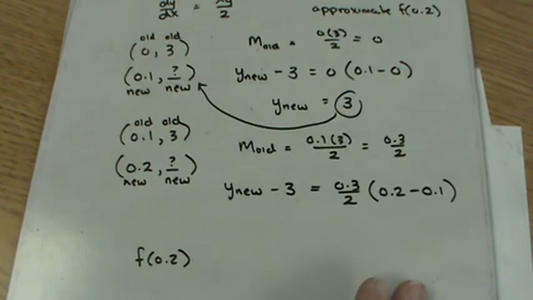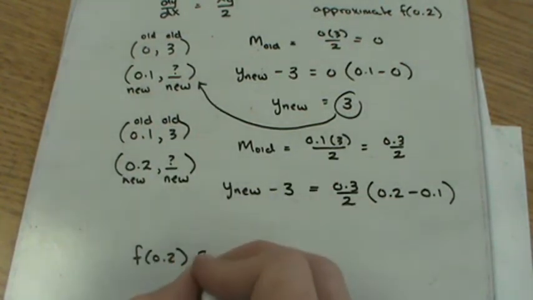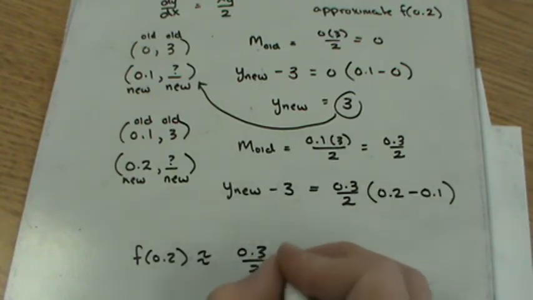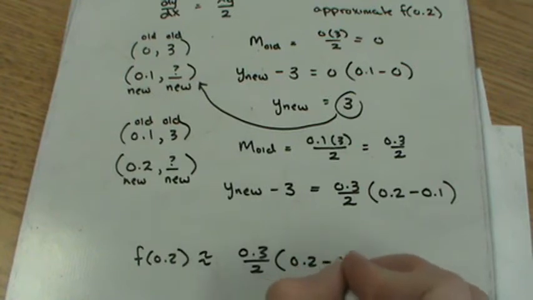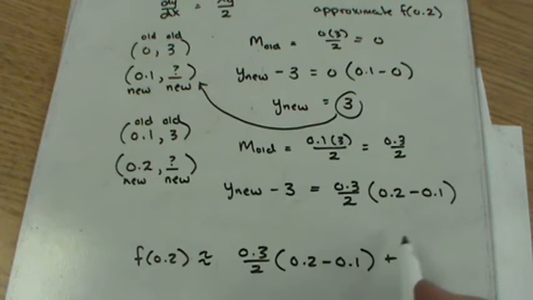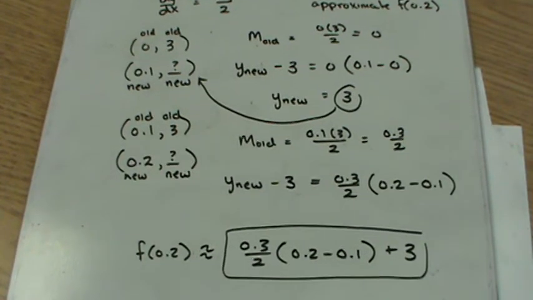Well, all we have to do to get that now, that's really what this is, our y new. All we gotta do is add the 3 over. So 0.3 over 2, times 0.2 minus 0.1, plus 3. And on a free response, guess what? That's it. We would just leave it. A lot of these do show up on free response questions, but they have also shown up on multiple choice questions. So sometimes we do have to simplify these out, but usually it's pretty generic arithmetic.